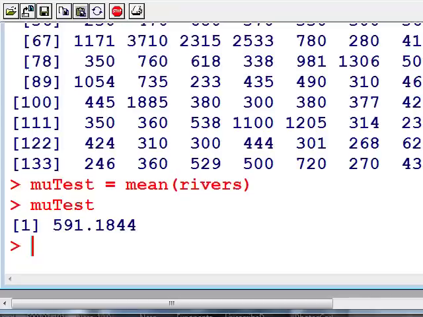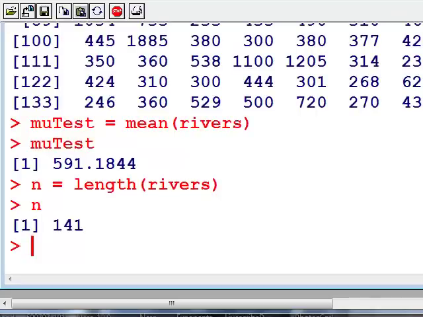We can call this a left tail test because the new value is less than the previously held value. We also need to know the number in rivers, and even though you think you could count it, it's a good thing to get it, and you just use length. And again, it's a good idea to take a look at it. 141, that makes sense. Now I don't have any standard deviation associated with that 640, but I can get the standard deviation of this data.